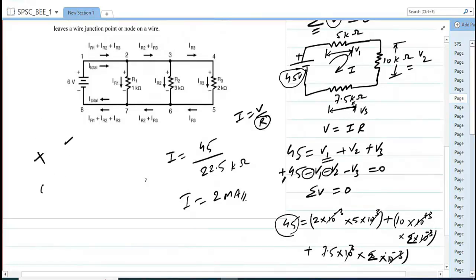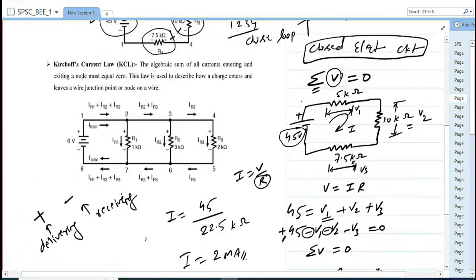If someone is delivering something, assign the plus sign. If someone is receiving something, assign the minus sign for receiving. You can see this 45 volt is delivering the current, and this 5 kilo ohm is accepting the current. So the direction of voltage drops: plus to minus, plus to minus, minus to plus. I will discuss this sign in detail when we will be solving the questions of mesh analysis.